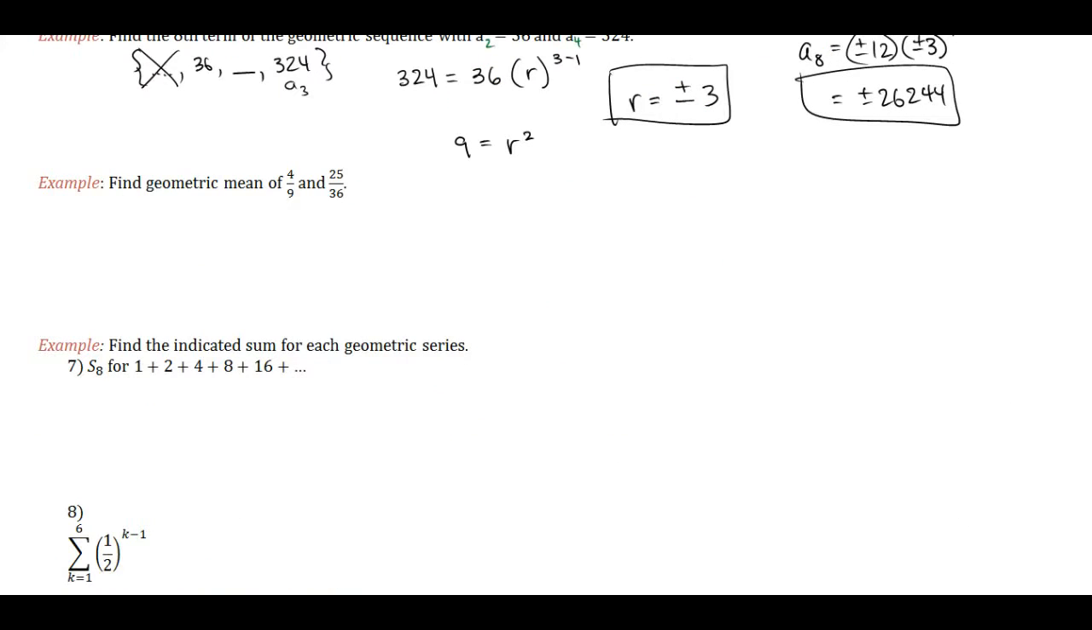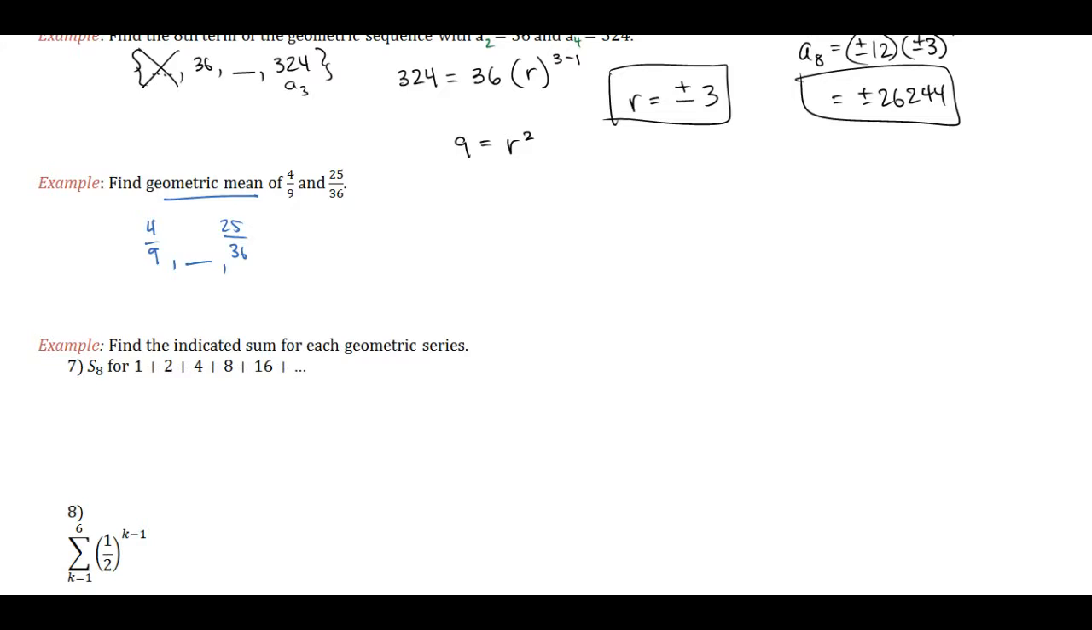All righty, nice work. Now let's talk about the word geometric mean. Geometric mean just tells you that there are blanks between the two numbers that they give you. So there are, in this case, just one number between 4/9 and 25/36. So all I need to know is, what is that number? And they're multiplying by something, and they're getting this number, and then they're multiplying by something to get that. So what is that they're multiplying by, so we can fill it in?